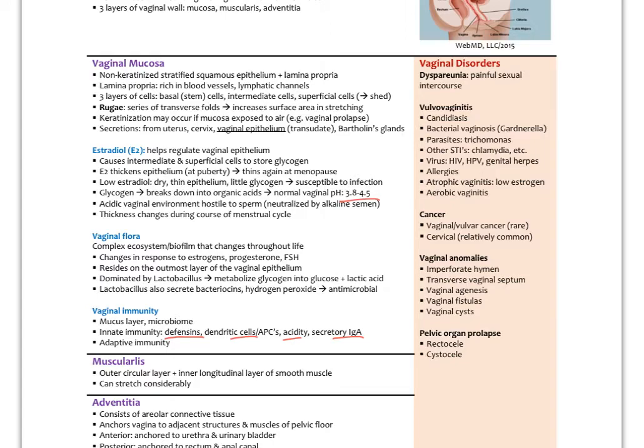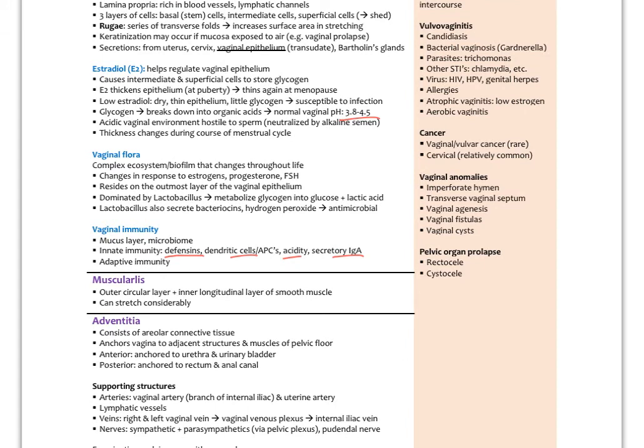Going deeper, we have the muscularis, and there's an outer circular layer and an inner longitudinal layer of smooth muscle. And this can stretch considerably. And then there's an adventitia consisting of areolar connective tissue, and that's going to anchor the vagina to the adjacent structures in the pelvic floor. The anterior end is anchored to the urethra and the urinary bladder, and the posterior end to the rectum and the anal canal. And unfortunately, a weakening of that adventitia can result in a cystocele, which is where the bladder protrudes into the vagina, or a rectocele, where the rectum actually protrudes into the vaginal cavity.